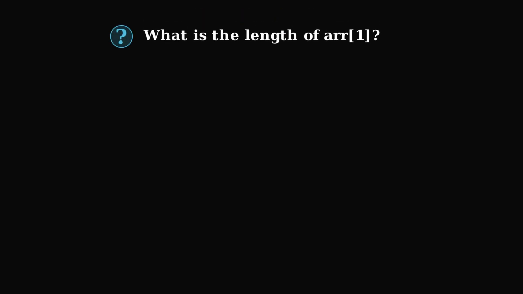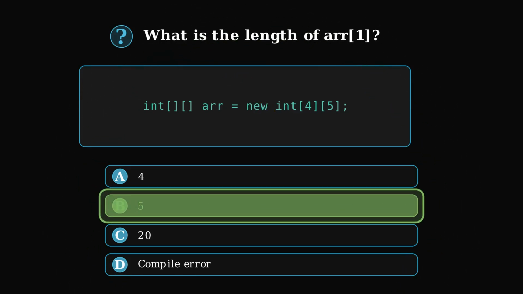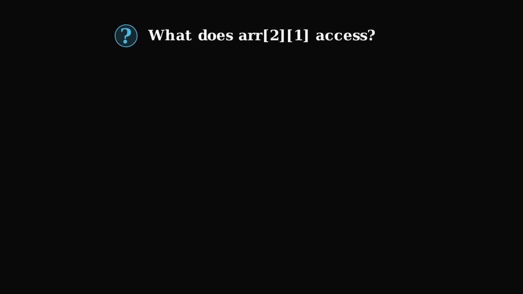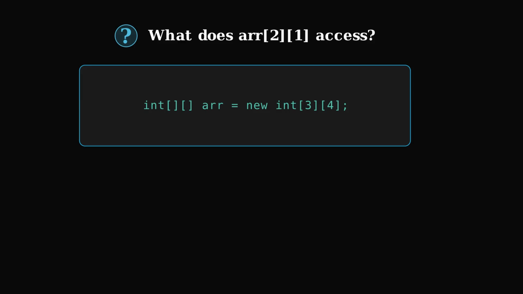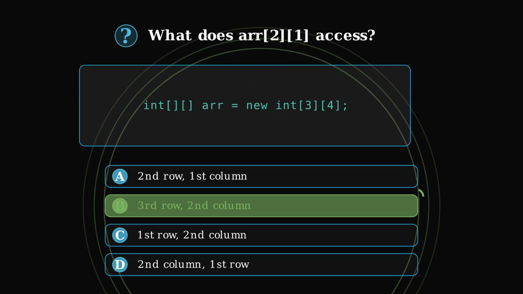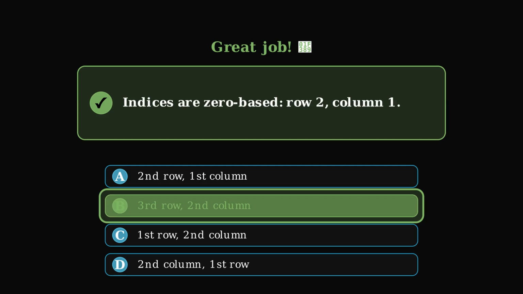What is the length of arr? Which one is correct? The correct answer is arr is a row array with 5 columns. What does arr[2][1] access? Which one is correct? The correct answer is indices are 0-based, row 2, column 1.